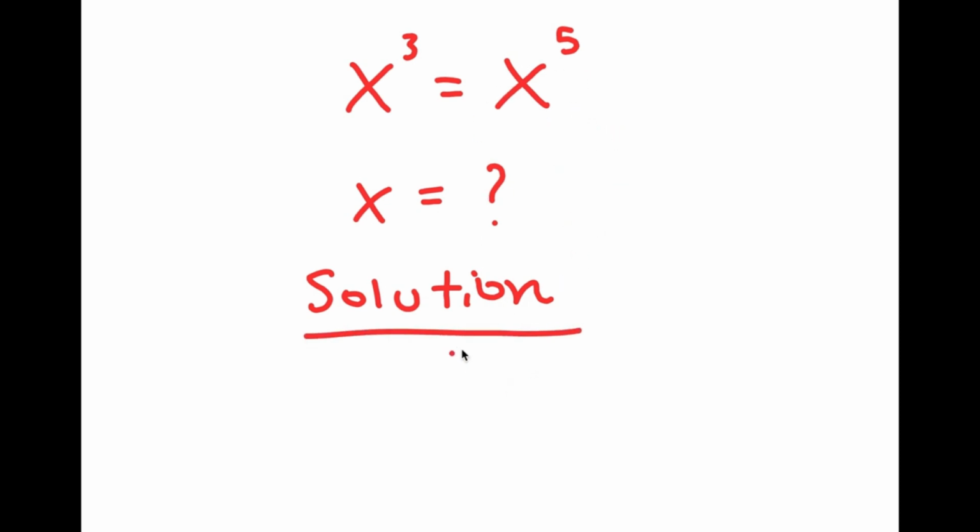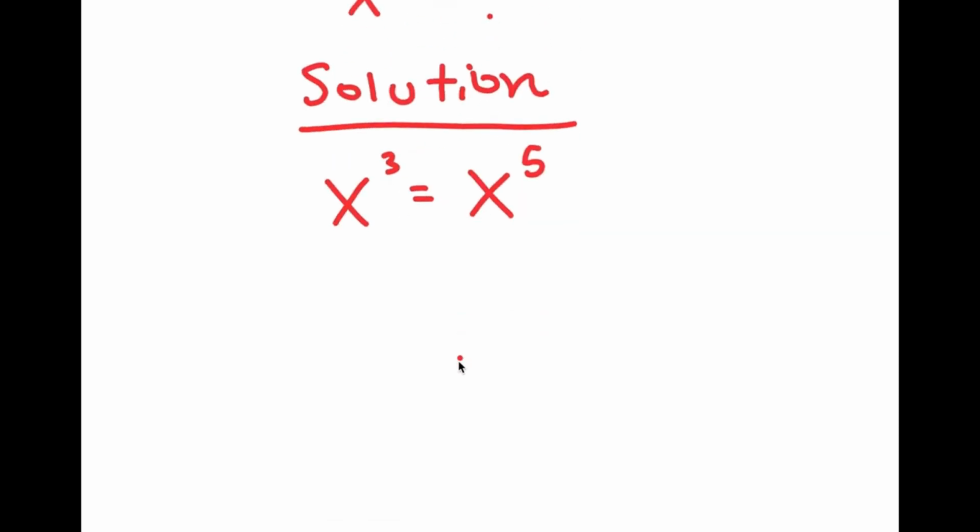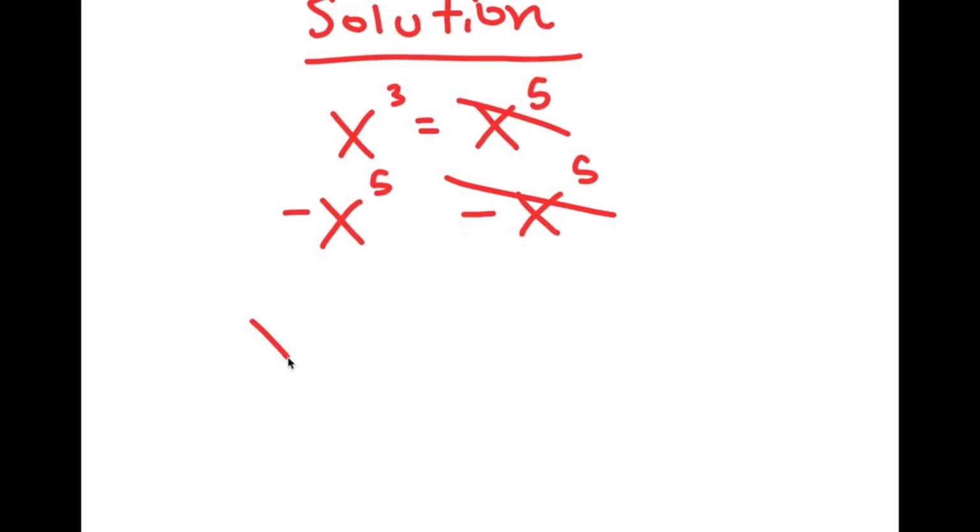I'm going to rewrite my equation down here so I have a little more solving space. So my equation x to the power of 3 is equal to x to the power of 5. And what I'm first going to do is subtract x to the power of 5 on both sides. So these two cancel out, and I get x to the power of 3 minus x to the power of 5 is equal to 0.